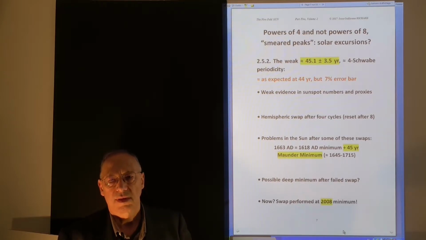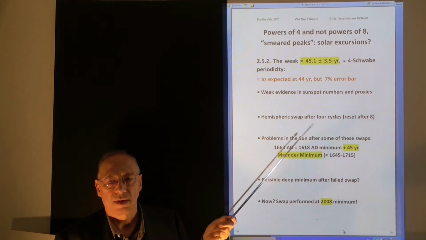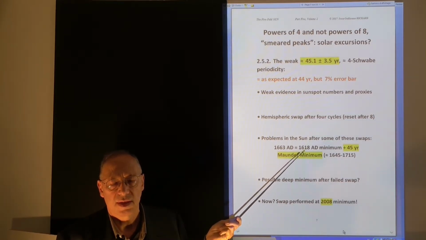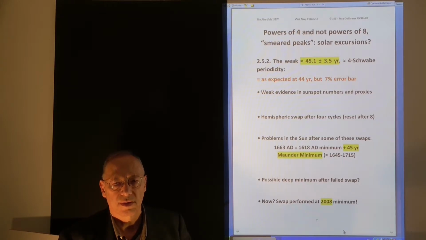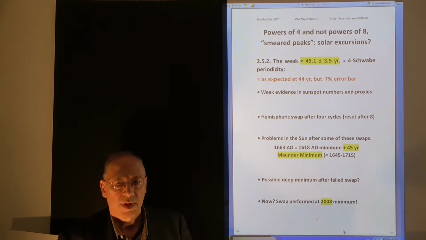Apparently, there are some problems in the Sun after some of these hemispheric swaps. One instance is if you start with the epoch 1618 AD, which is a minimum epoch in solar activity, and you add this period length of 45 years, you arrive at 1663 AD, right in the Maunder minimum. Possibly there is an occurrence of deep minima after such swaps if something fails. Is this the case now?